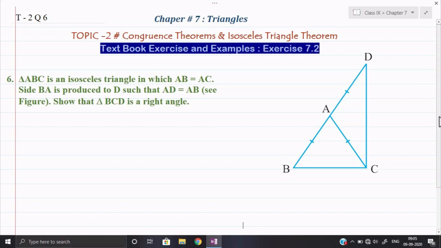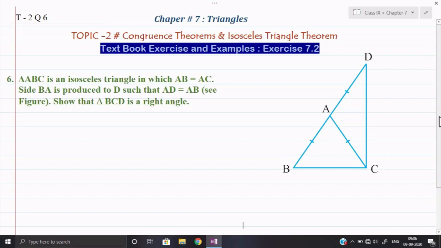Then we have to show that triangle BCD, the big triangle you are looking at over there, is a right angle triangle. That means at the point C we need to prove the angle is 90 degrees, because in triangle BCD only angle C could be the 90 degree angle. So here we need to prove that this angle will be 90 degrees. Now let us see how we can prove it.